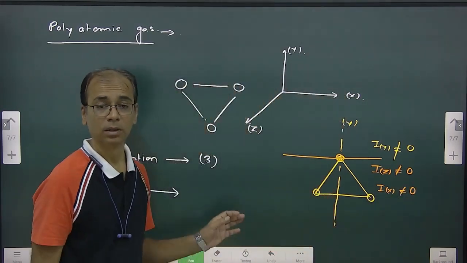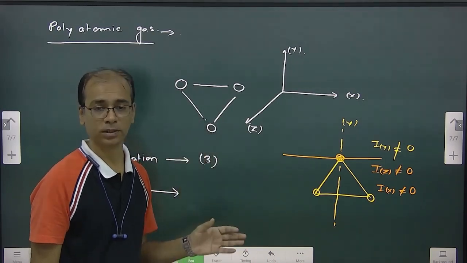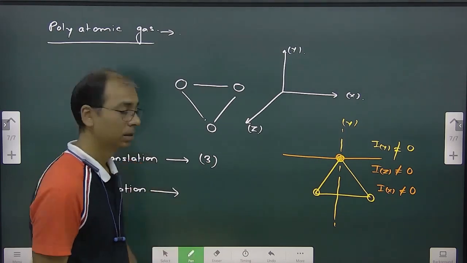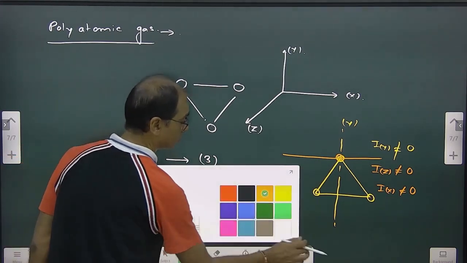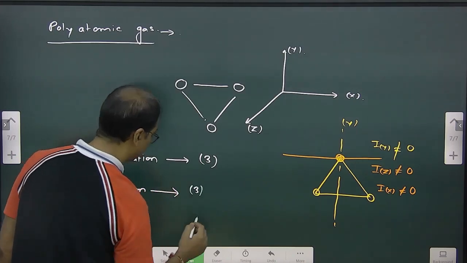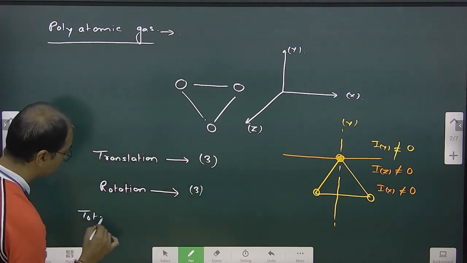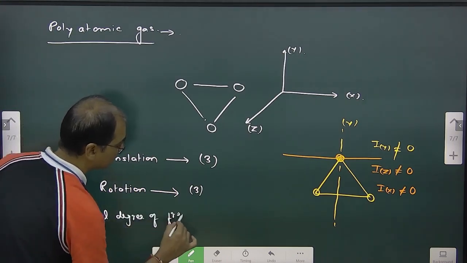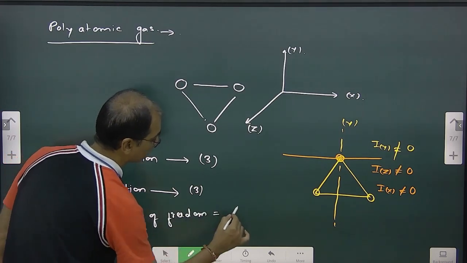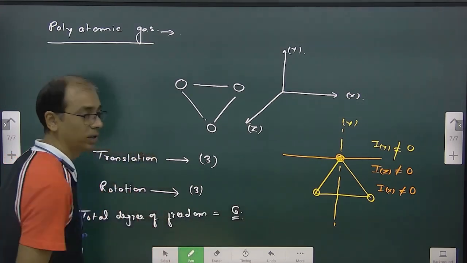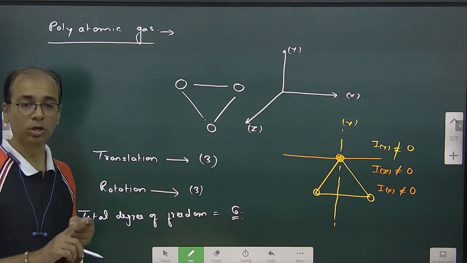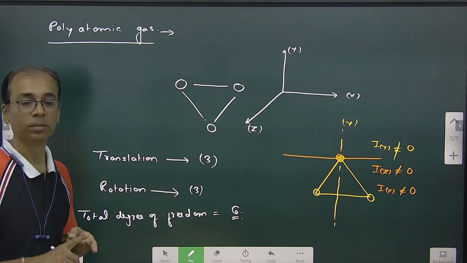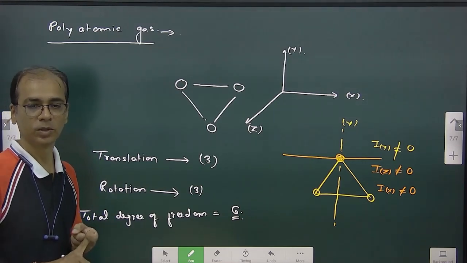So that means moment of inertia is there for all three axes. That means for rotational kinetic energy, the degree of freedom will be what? 3. So this is also 3 here. So total degree of freedom is how many? Total degree of freedom is 6. Total degree of freedom 6 here. So monoatomic gas degree of freedom 3, diatomic gas 5, polyatomic gas 6. Okay, note first.